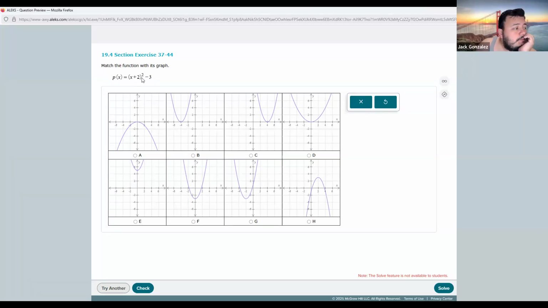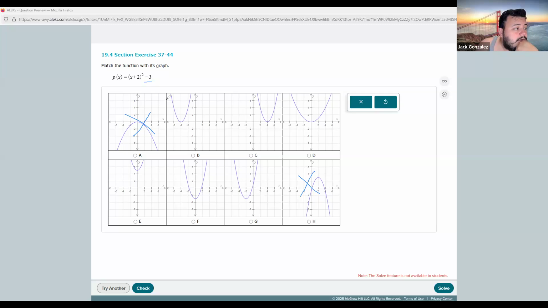So remember, if it's positive in the front, it's going to be opening up, right? So on this type of question, you don't have to show any work. It's just make sure you understand. I'm not gonna include A or H. Those are just wrong right away, right? It's not that one. It's not this one.